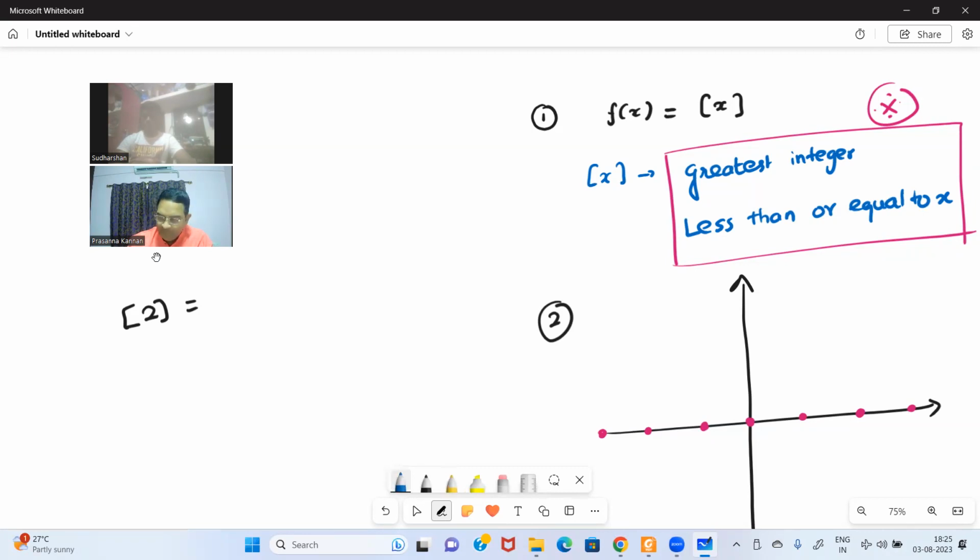Listen now carefully. This is x equal to 0. This is x equal to 1. This is x equal to 2, 3, minus 1, minus 2, minus 3, etc. Now, what does the definition say? Greatest integer less than or equal to x. So here I am writing, let's say, 2. So what are all the integers which are less than or equal to 2? Come on, tell me.